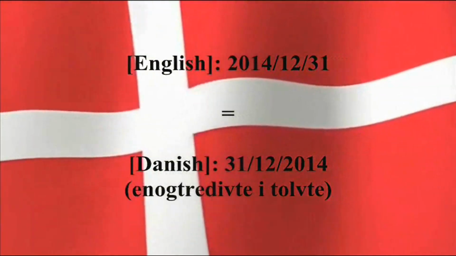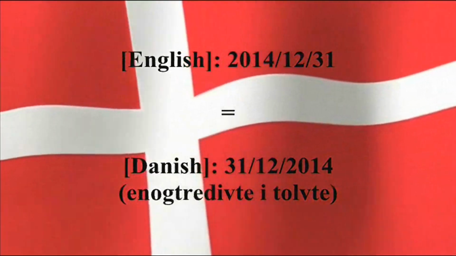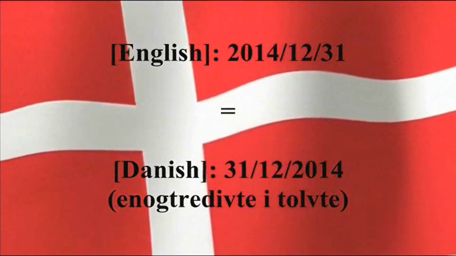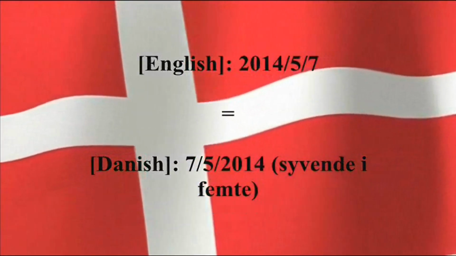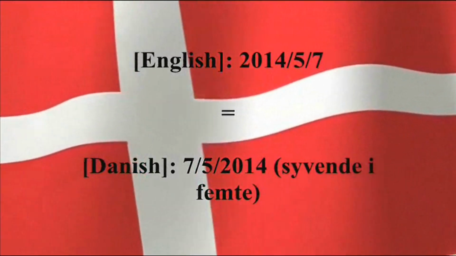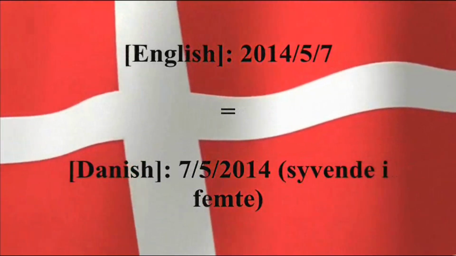12/31. In Danish we call it 31. i 12. 5/7. In Danish we call it 7. i 5.